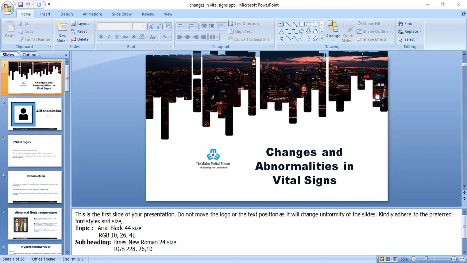Next, we will move on to abnormal heart rate. Abnormal heart rate and rhythm are called arrhythmias. Arrhythmias are due to problems in the structure and functions of the heart. The types of arrhythmias are tachycardia and bradycardia. Tachycardia is a fast heart rhythm with a rate of more than 100 beats per minute. Bradycardia is a slow heart rhythm with a rate below 60 beats per minute.